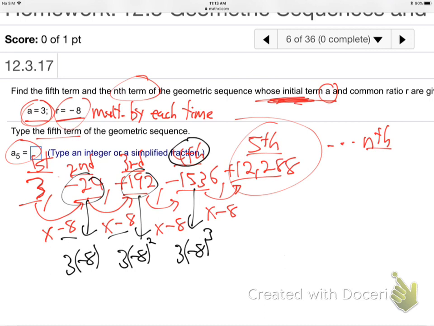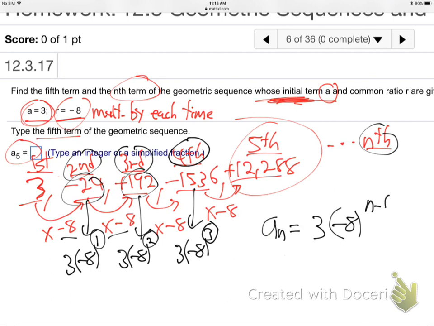Yeah. So look at the relationship now. Whatever number is here, how does it compare to the number here? The power. One lower, right? Whatever's here, one lower. See that? Whatever's here, one lower. So whatever's here, n minus 1. It's -8 to the n minus 1 with a 3 in the front, isn't it? See how that's the pattern there? So that's the nth term. That's the a sub n.